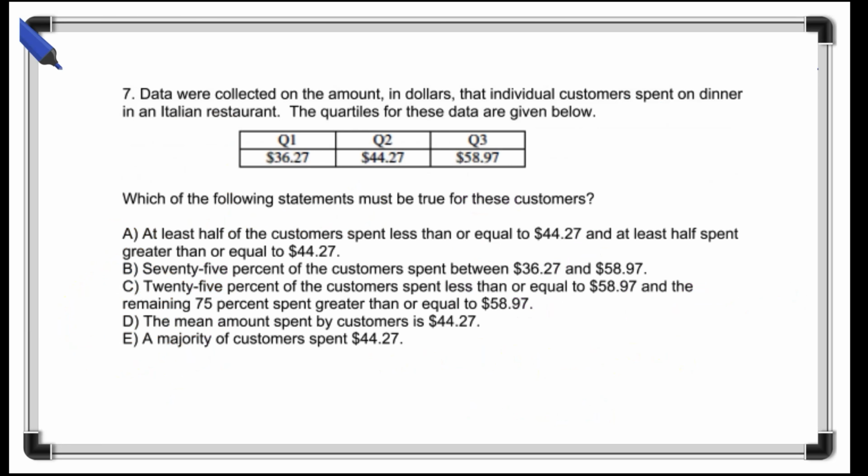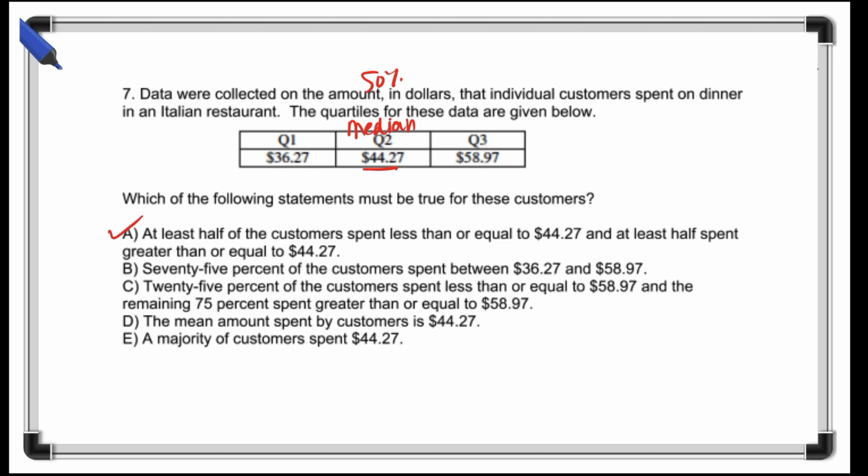Okay, so here we have Q1, Q2, Q3 data. Let's figure out what we got here. We want to know which one's true. At least half of the customers spend less than or equal to 44.27, and at least half spend greater than 44.27. Where 44.27 is, Q2, remember, is your median. And the median is at 50%, right? So that actually works out. That's actually true. Let's make sure that nothing else works.